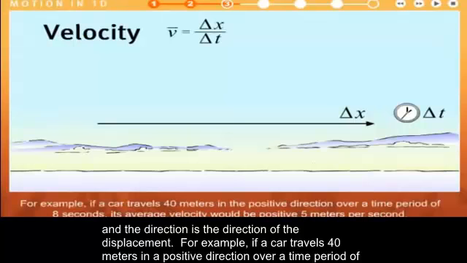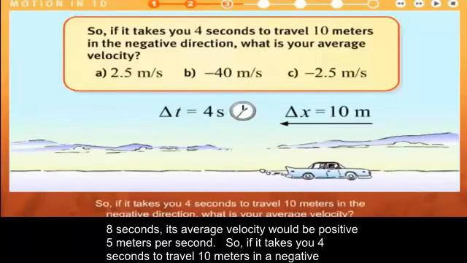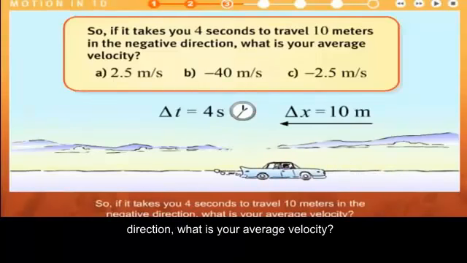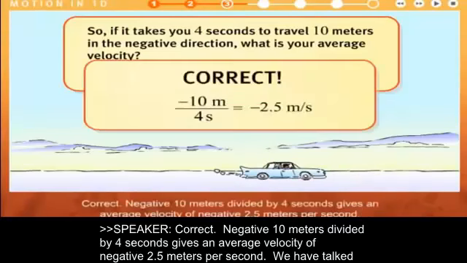For example, if a car travels 40 meters in the positive direction over a time period of 8 seconds, its average velocity will be positive 5 meters per second. So, if it takes you 4 seconds to travel 10 meters in the negative direction, what is your average velocity? Correct. Negative 10 meters divided by 4 seconds gives an average velocity of negative 2.5 meters per second.